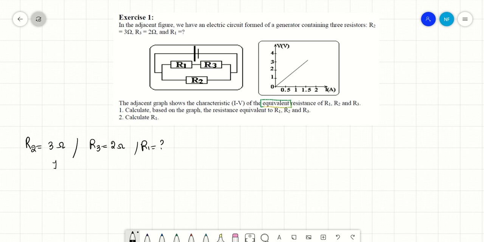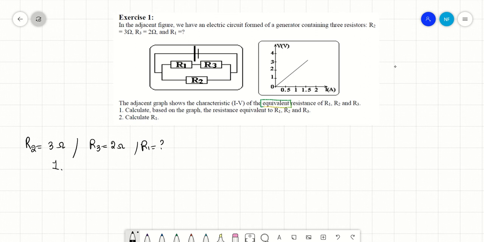First of all, it's asked to calculate, based on the graph, the resistance equivalent to R1, R2, and R3. So this graph contains the voltage as a function of the current. I have V and I, and I'm asked to calculate a resistance. So I have to think what is the relation that links voltage, current, as well as the resistance.